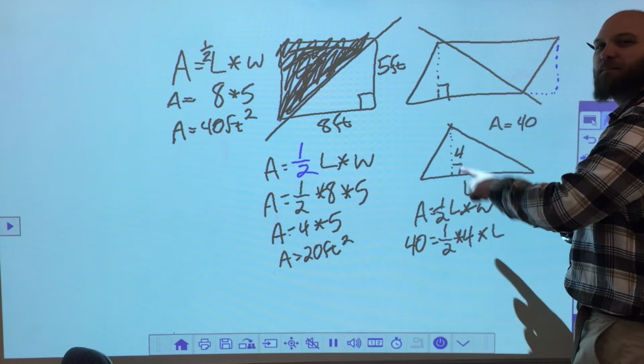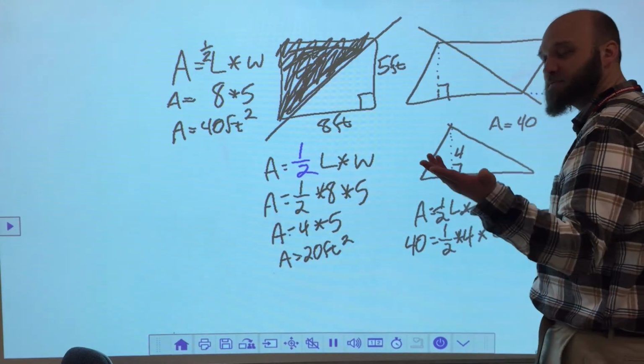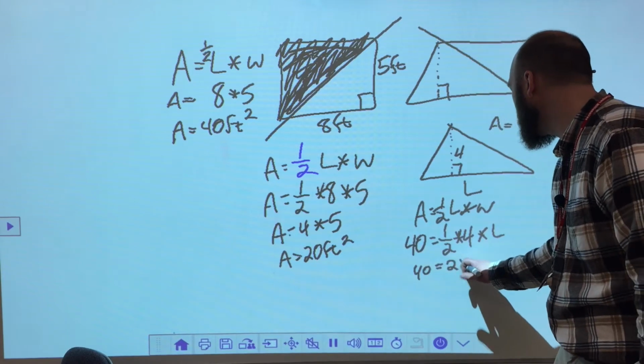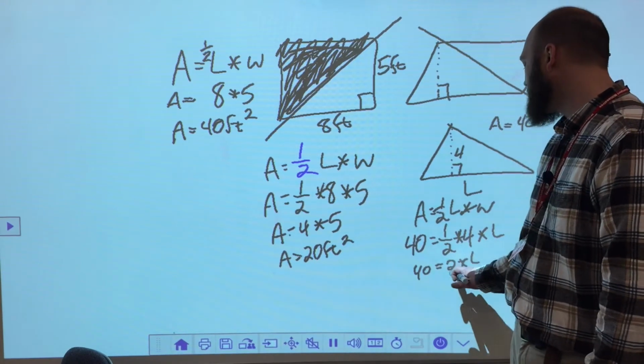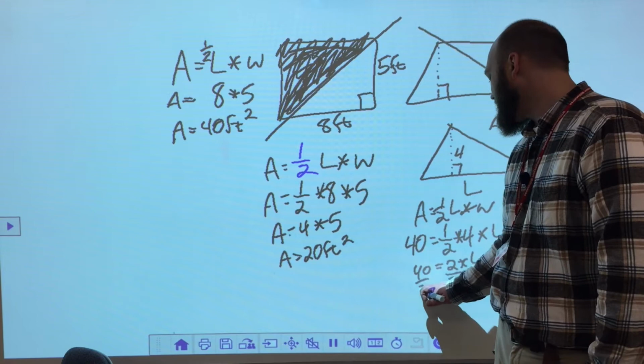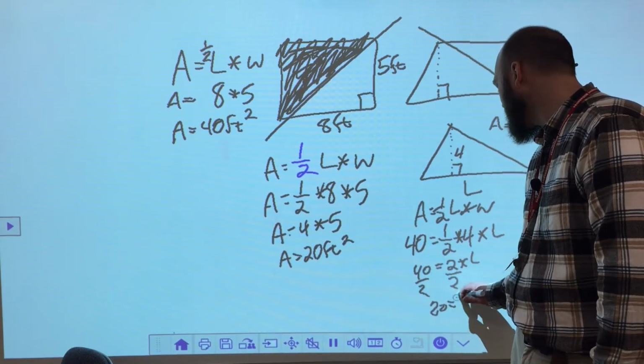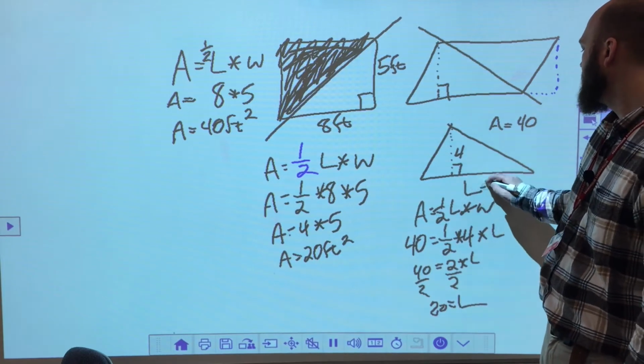because I can mix these up. This is associative and commutative properties of multiplication. So I get 40 equals 2 times some number. Well, instead of multiplying by 2, I find the inverse, which is divided by 2, and I get 20. The length is 20.